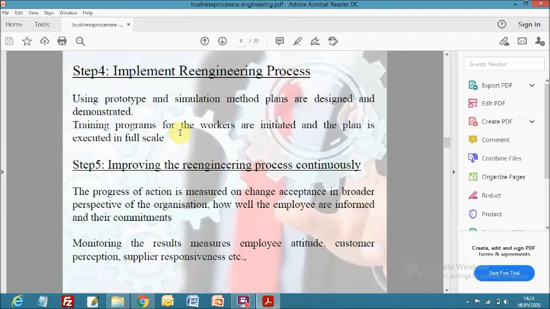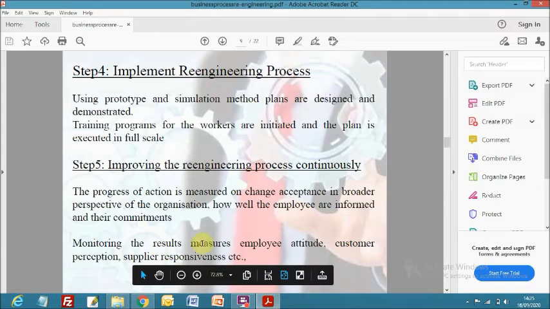We schedule multiple meetings before going for such re-engineering, because our employees who have been working with us for many years and know these machines, processes and working systems must be mentally and psychologically prepared for change. This is the challenge of change management. It's not an easy task, and it needs rigorous training of employees so that they can work efficiently on the new systems. Because we are here for re-engineering for higher efficiency and better productivity. If you are not able to achieve this efficiency and productivity after re-engineering, then what will be the benefit? Monitoring the results measures employee attitude, customer perception, and supplier responsiveness.